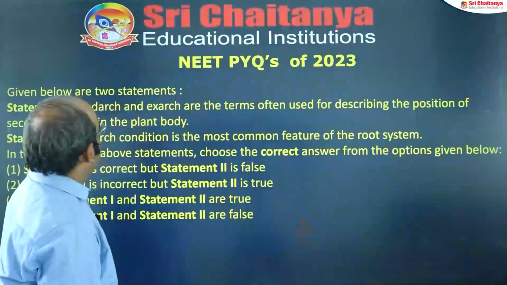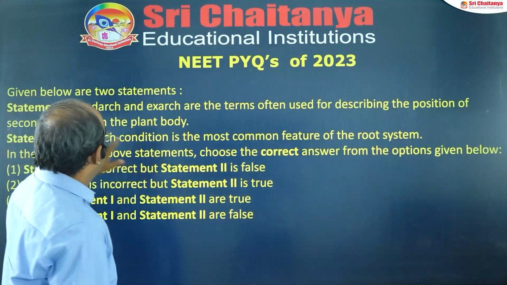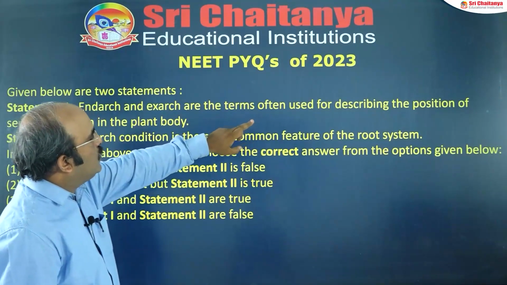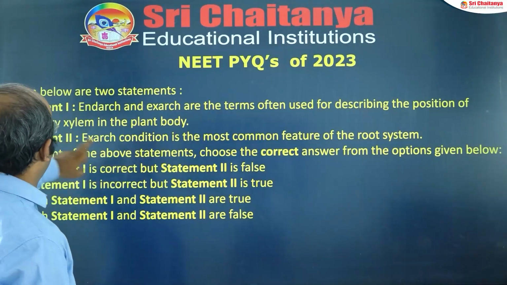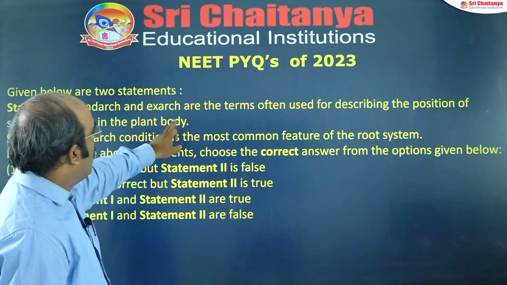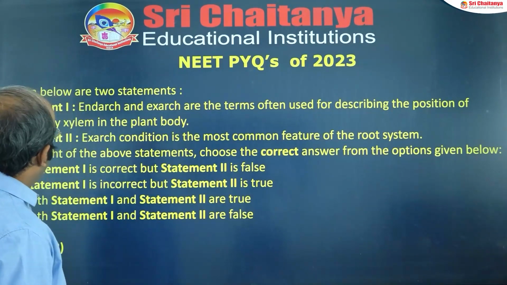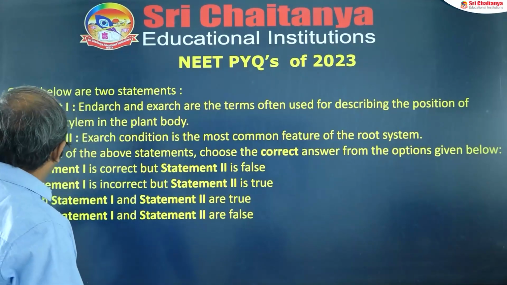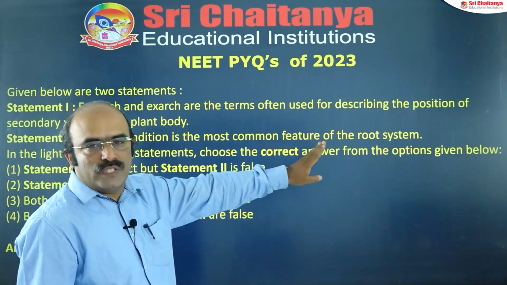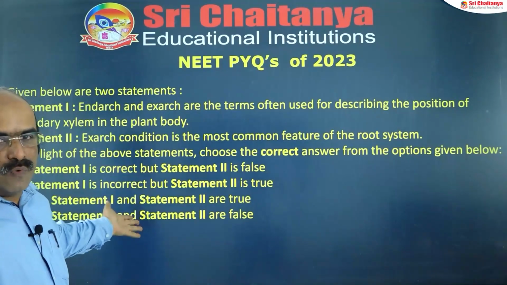That's one. Then the next one is also a statement type of question from 23 question paper. Statement 1, endarch and exarch are the terms often used for describing the position of secondary xylem in the plant body. Statement 2, exarch condition is the most common feature of the root system. So in light of these 2 statements, we have to choose which is correct, which is false from the given options.